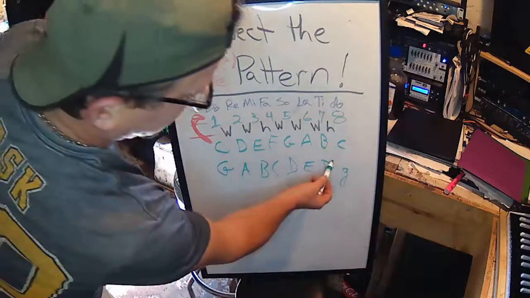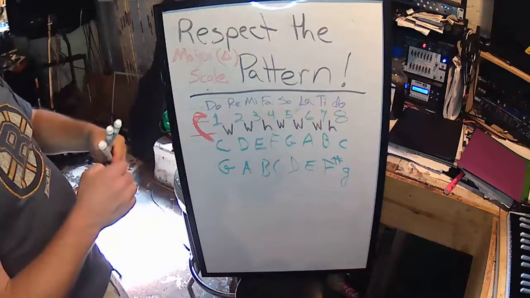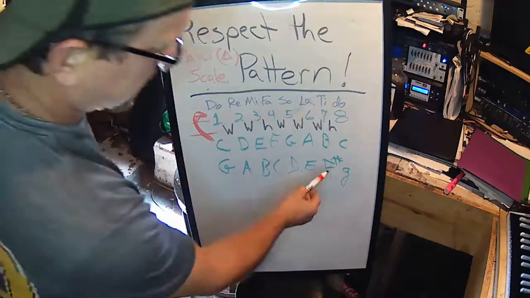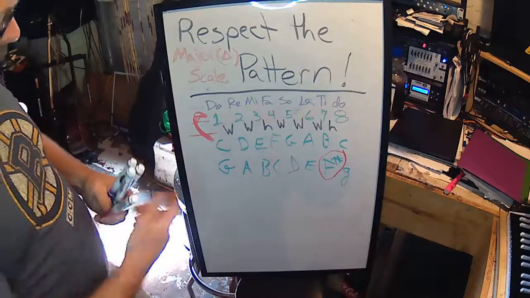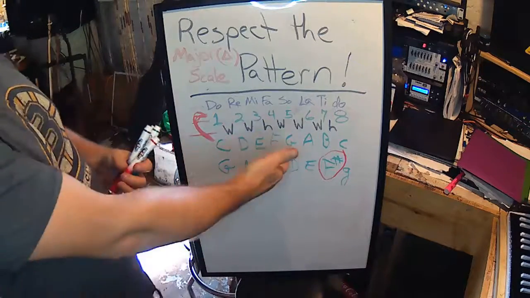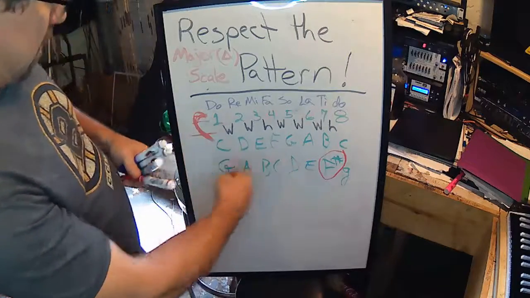we need a whole step there, so I'm going to sharpen this. And now we have something different than the key of C. Okay? So I added that sharp there. Now we're in the key of G that obviously has F sharp. Sorry, my F's a little funny there.